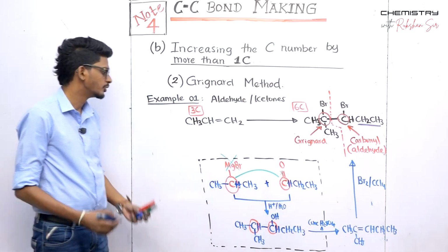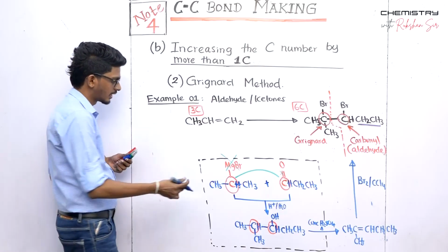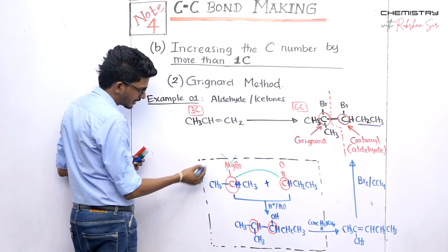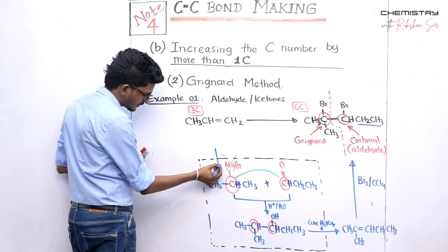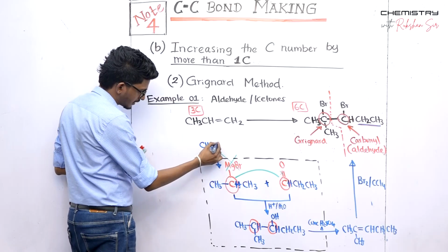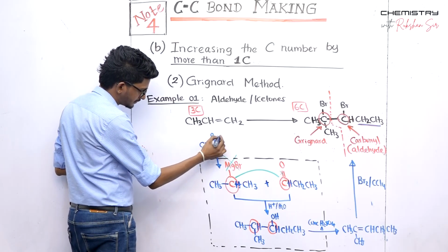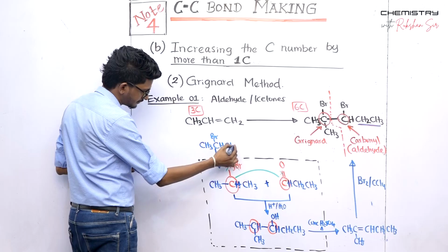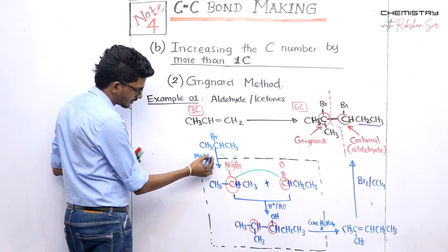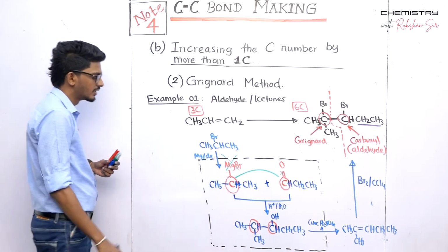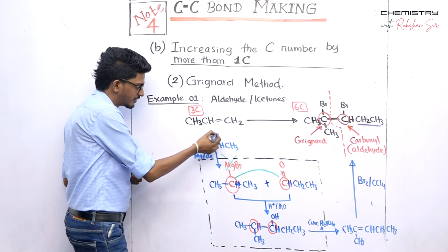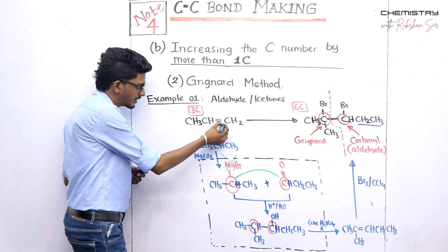Here, what do we do? Before coming up with the MgBr, you should have some Br there. Before coming up with the MgBr, you should have some alkyl halide there. To the alkyl halide, you just add the Mg in dry ether. That is how the Grignard is formed. So this is very straightforward.